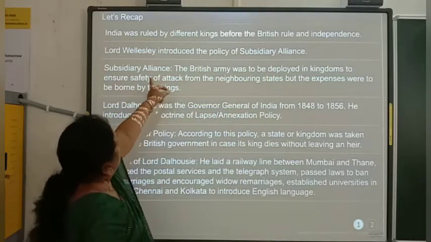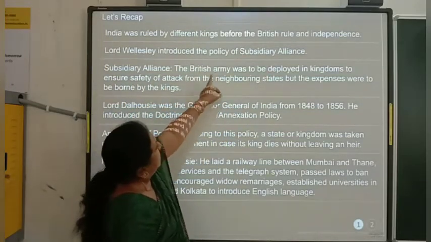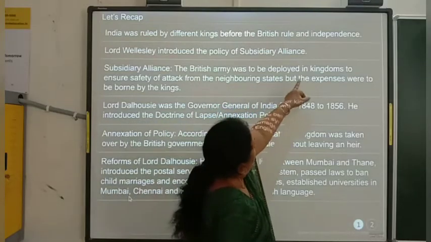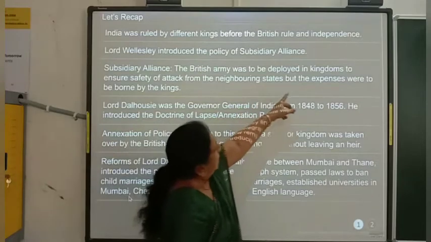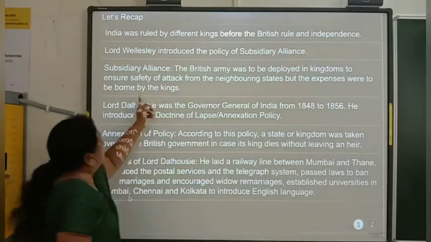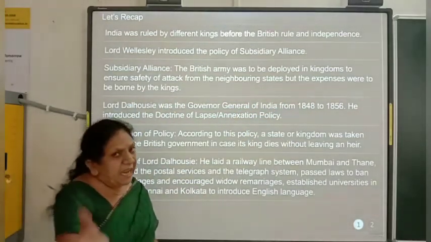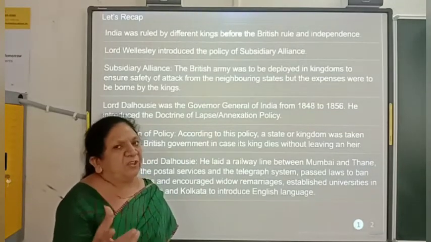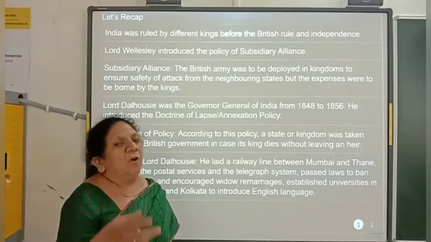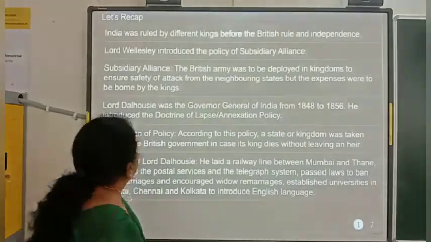Subsidiary alliance, what did it do? The British army was to be deployed in the kingdom to secure it from attack by neighboring states, but the expenses were to be borne by the kings. They gave the army, but all the expenses, what we call kharcha, had to be given by the kings.